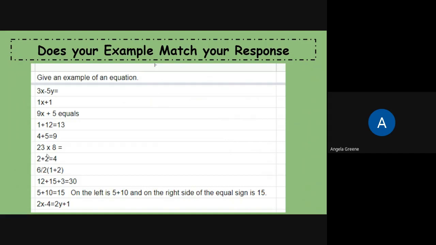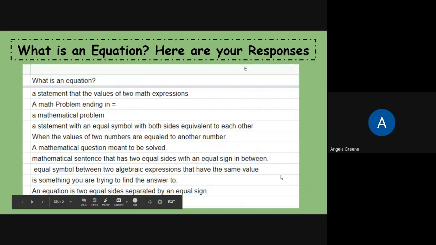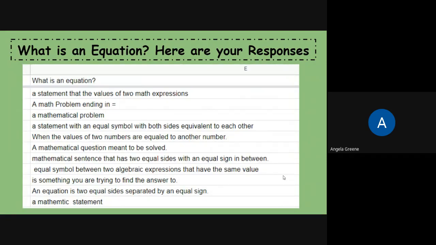So the question at the top says, does your example match your response? Well, we have to go back to the definition. What is an equation? Did you answer the question correctly? That's the first problem that we've got to address. As I'm reading these definitions, I really don't see any wrong answers. The first one, a statement that the values of two math expressions. I like that. A math problem ending in an equals. I like that. A mathematical problem. I like that. A math statement, a math problem, those are about the same. But yeah, I like all those.